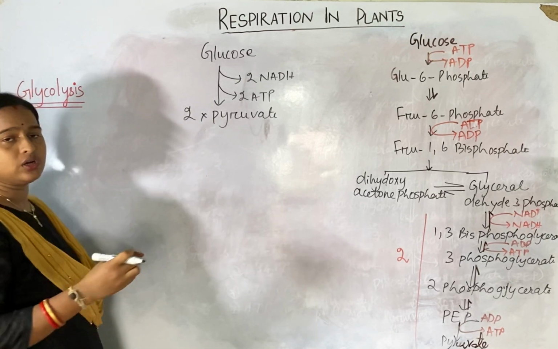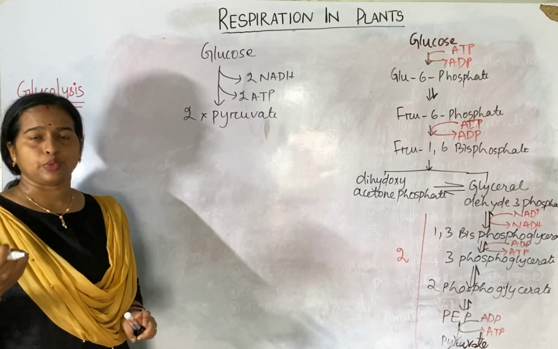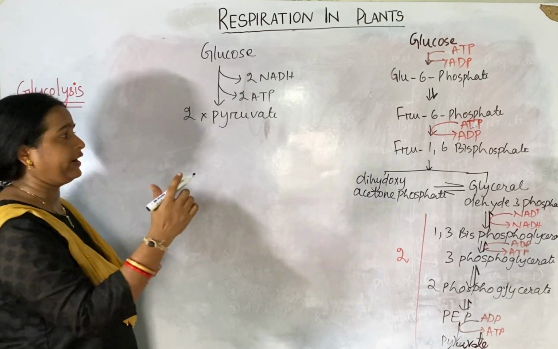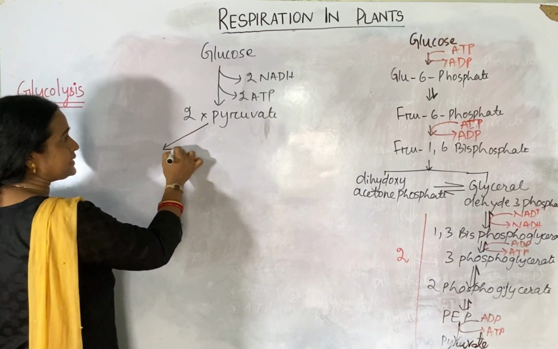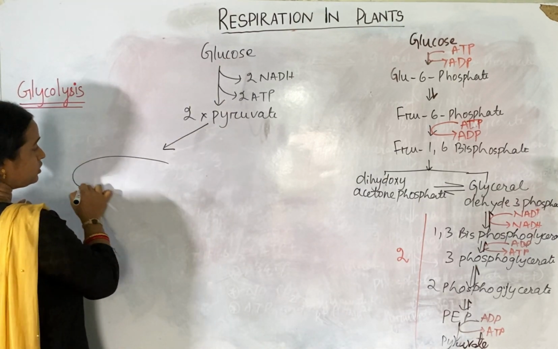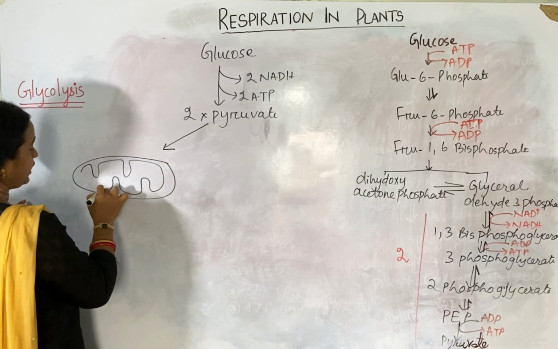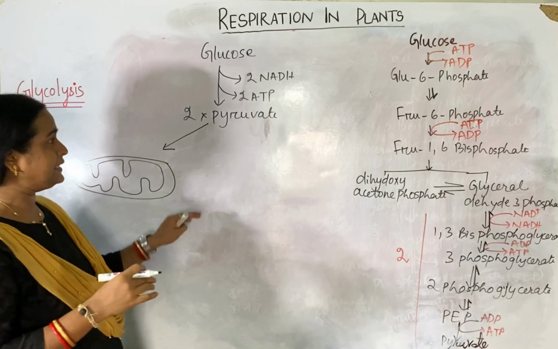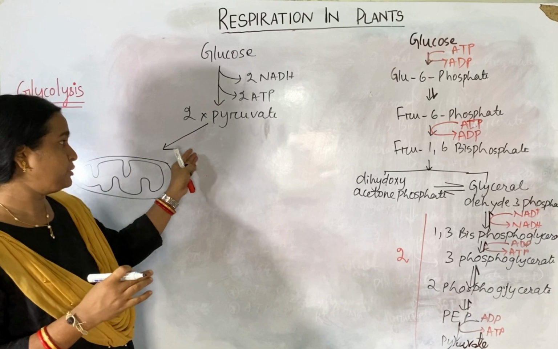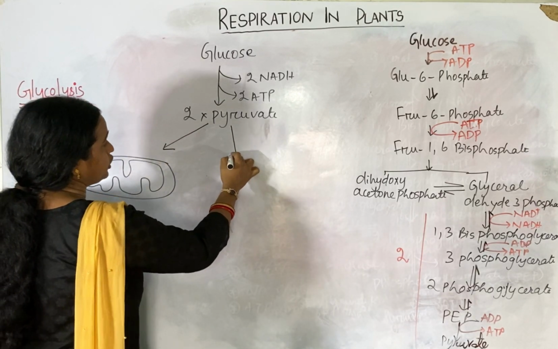Now depending on the conditions of oxygen availability, that means whether a sufficient amount of oxygen is there or not, the pyruvate has a different fate. If there is a sufficient amount of oxygen, then the pyruvate will go to the mitochondria, and there it will lead to the Krebs cycle. We will discuss that at a later stage. This condition is called aerobic respiration.